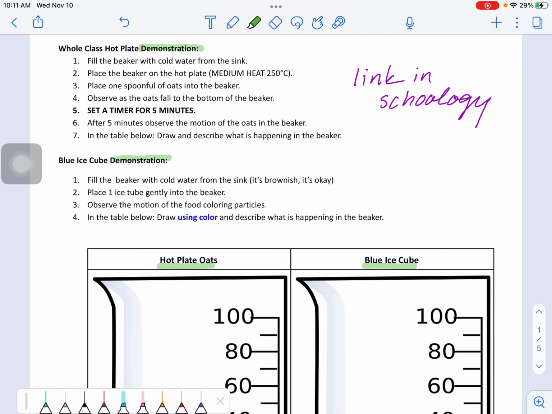So when you draw and describe what is happening in each one, make sure you use some color and make sure you use arrows, right? That's really going to add to the motion. So you can go back to those videos, complete them, and then return back to this video.